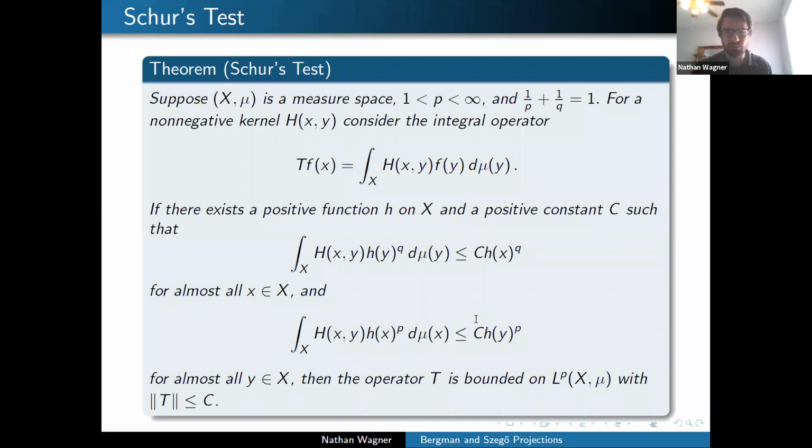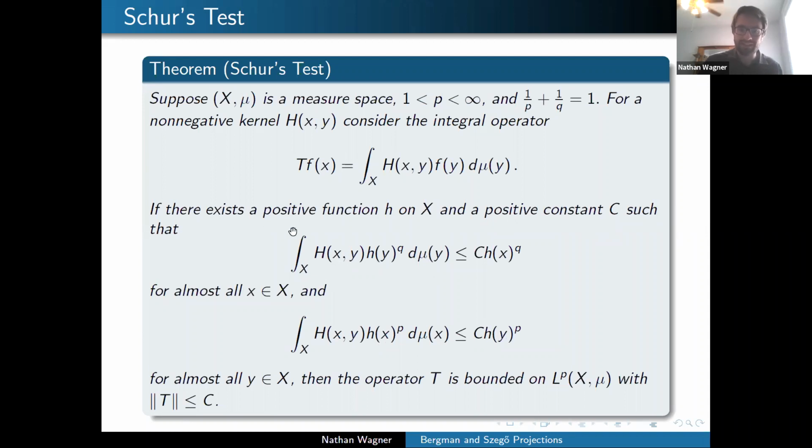Okay, so let me talk about what Schur's test is. It's a test on integral operators. So you have some measure space (X, mu). P is between 1 and infinity, and P and Q are Holder conjugates. If we have a non-negative kernel H(x,y), we can define this integral operator as integration against the kernel H. What Schur's test says is if you have a positive function h on X, often referred to as the test function, and a positive constant C, so that these bounds hold.